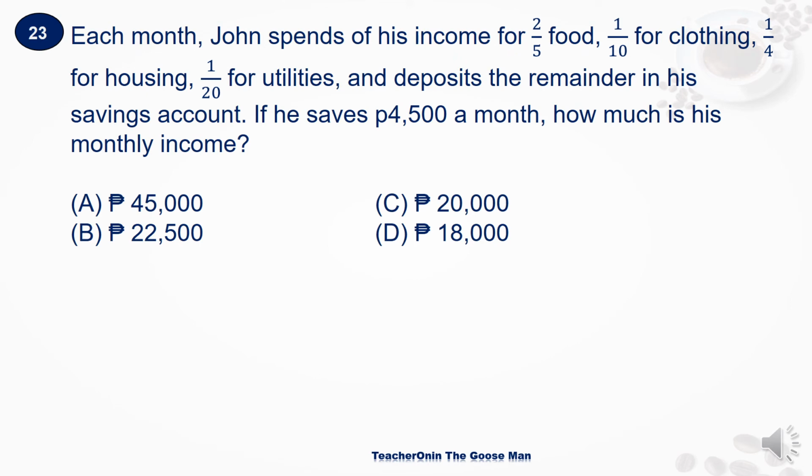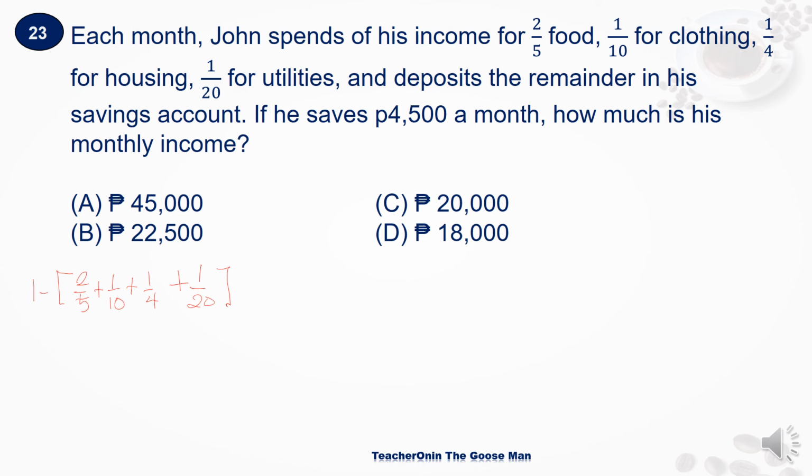Okay, so let's move on to the next problem. Here, take note that your entire budget is 1 whole, right? And then you will subtract all your other expenses. So ano-ano yung mga expenses mo? Meron kang 2/5 for food. Then add 1 over 10, this is for your clothing. Then you have 1/4 for housing. And then you have your utilities na 1 over 20. So, we will subtract all the sum of these fractions doon sa 1, kasi 1 whole yon.